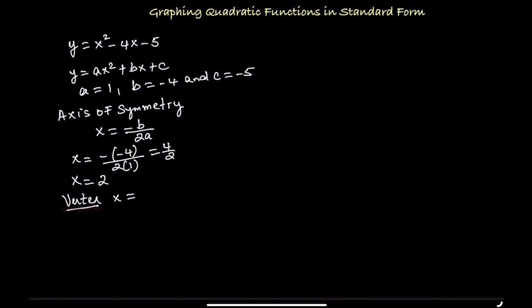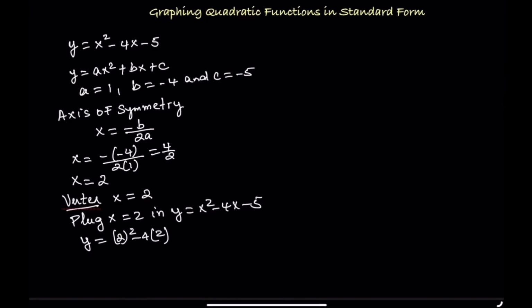Step 2, vertex. Next, let's find the vertex. We already know the x value is 2. Now, plug in x equals 2 into the equation, y equals x squared minus 4x minus 5. That's 2 squared minus 4 times 2 minus 5. Simplify. 4 minus 8 minus 5 equals negative 9. So the vertex is at the point 2, negative 9. This point represents the lowest point on the graph since the parabola opens upward.